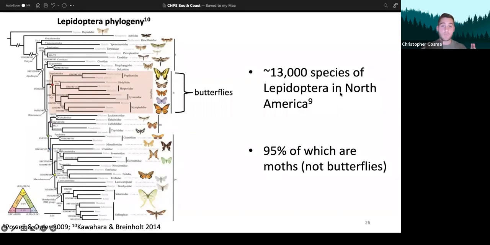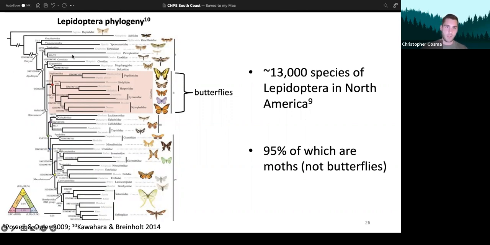And moths are much more diverse than butterflies. So this is a fact that's often met with a lot of surprise. About 95% of the species in the order Lepidoptera are moths and not butterflies. So they're around 10 times more diverse than butterflies.